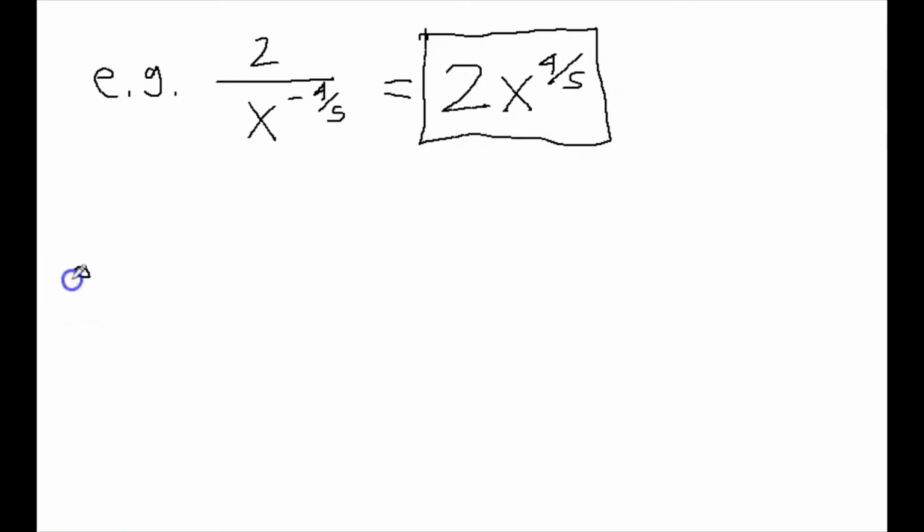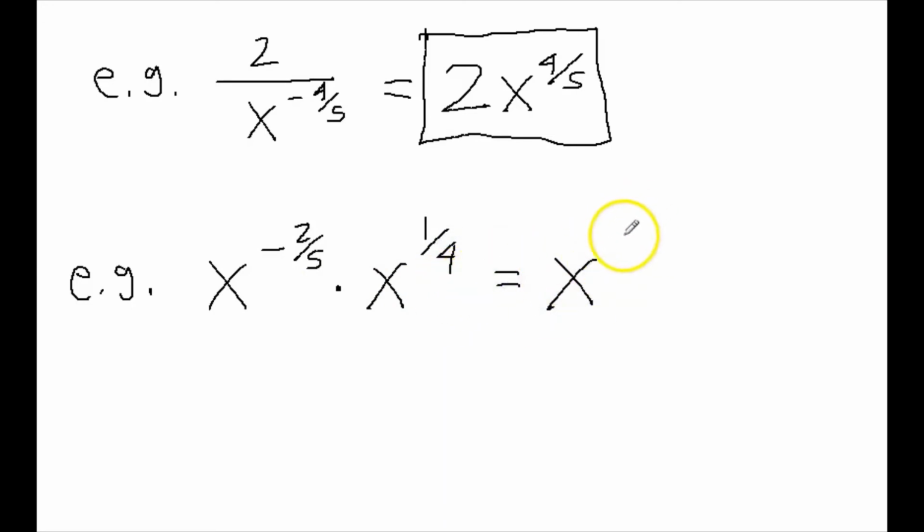Okay, so with this one, once again, I want to write this with positive exponents: x to the negative 2/5 times x to the 1/4. Rewrite that with a positive exponent. Well, when I'm multiplying powers with the same base, I add the exponents, don't I? So the exponent will be negative 2/5 plus 1/4, you hear? Can you add negative 2/5 and 1/4?